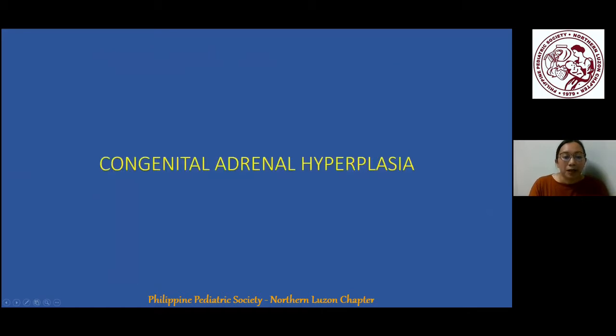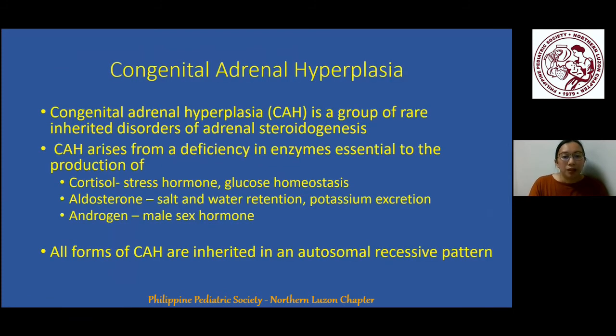Okay. The next topic is congenital adrenal hyperplasia. This is a group of rare inherited disorders of adrenal steroidogenesis. CAH arises from a deficiency in enzymes essential to the production of cortisol, which is your stress hormone and is responsible for glucose homeostasis; aldosterone, for salt and water retention and potassium excretion; and androgens, the male sex hormone. All forms of CAH are inherited in an autosomal recessive pattern. Here, both parents are carriers of the defective gene.